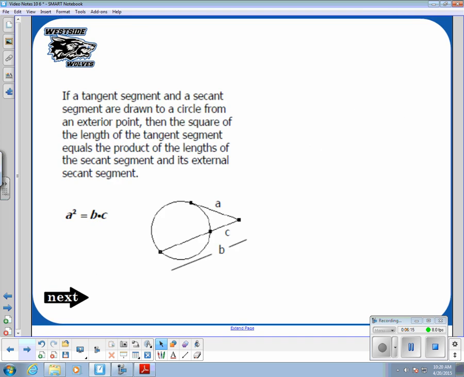All right, so now if a tangent segment and a secant segment are drawn to a circle from an exterior point, then the square of the length of the tangent, so this one right here, this is the tangent, squared, is equal to the whole secant times the outside part. So it's a lot like the last one, except you just have the tangent, which you have to square.